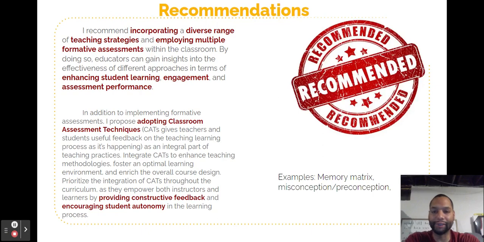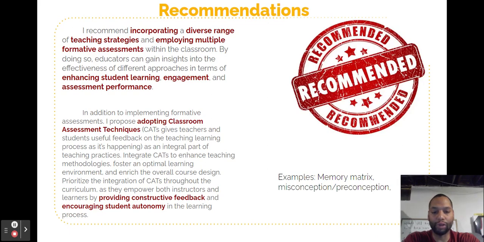My recommendations went along with my data and or my major findings. That is, I recommend incorporating a diverse range of strategies and formative assessments in the classroom to get insights on what is most effective in increasing engagement, student learning, and performance. I also recommend adopting and implementing classroom assessment techniques.